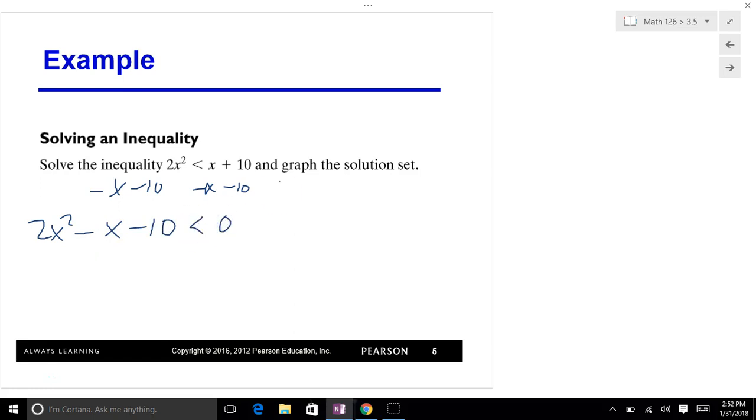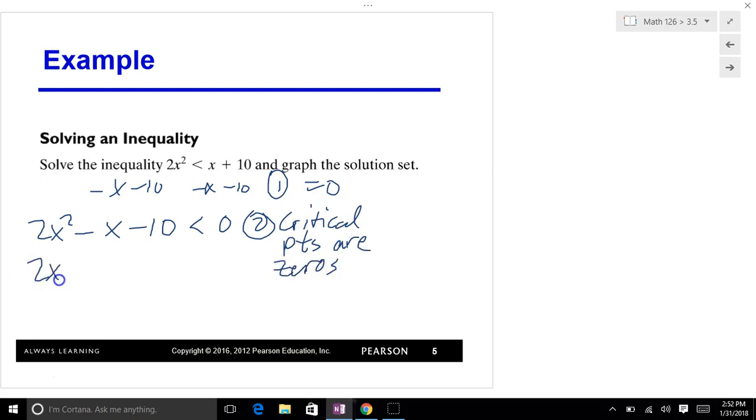So after you get one side equal to 0, number 2, we're going to find what are called the critical points. And the critical points are the zeros. So we're going to imagine this is equal to 0 for a minute. They're the zeros. And when we work with rational functions, it'll also be where they're undefined. But right now we're just working with quadratics. So we're just finding the zeros. So we go ahead and factor this thing.